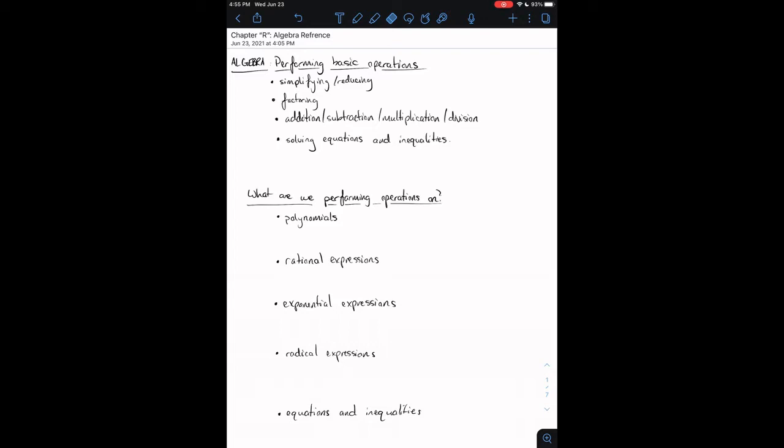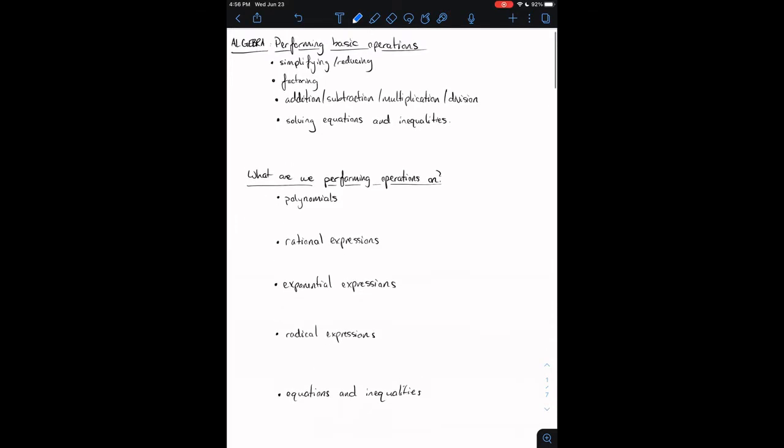So I want to start off by going through kind of like a review of what algebra is. So algebra is performing basic operations. At the very low level, algebra is just how can I move numbers around. So these operations are simplifying or reducing certain expressions, factoring, addition, subtraction, multiplication, and division, and solving equations and inequalities.